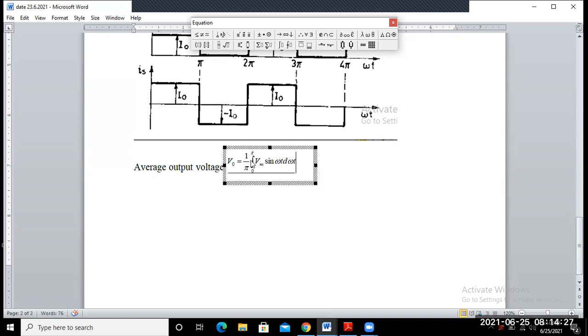What can we write for this? Vm by pi into the integration of sin omega t, which gives minus cos omega t. So V0 is Vm by pi into minus cos omega t, with the limit 0 to pi.